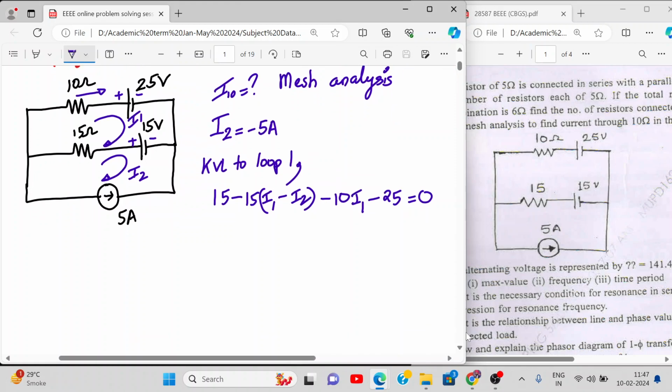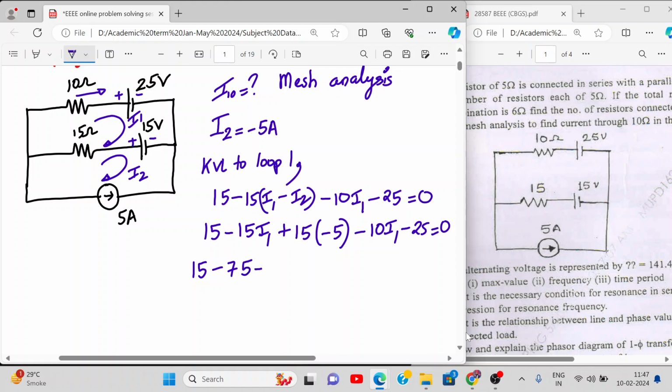Now here we have to substitute the value of I2 also. So 15 minus 15 I1 plus, here minus minus becomes plus 15 I2, correct? And what is the I2 value? Minus 5. Minus 10 I1 minus 25 is equal to 0. So we can combine the terms together. Here what do we get? 15 times 5 is 75, right? So 15 minus 75 minus 25 is equal to, we go that side, this will become 25 I1. How much is the value of I1? Tell me.